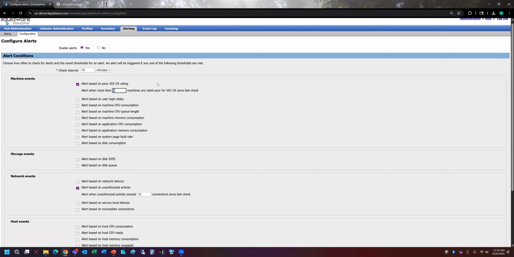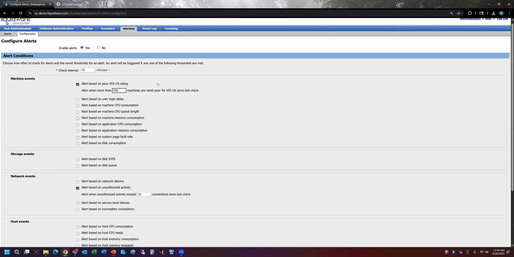So if I have, really easy, 100 machines, boop, I put in 1 machine rated poor for VDI UX since the last check. If I have 1,000 machines, I put in 10. If I have 10,000 machines, I put in 100, and so on and so on and so on.